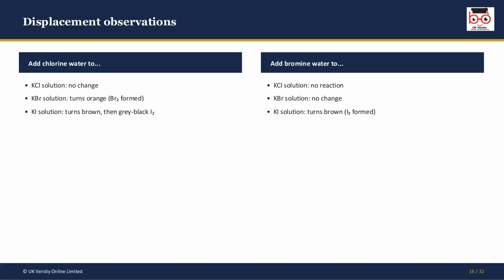Picture what you'd actually see. Add chlorine water to potassium chloride solution and there's no change. But add it to potassium bromide and it turns orange as bromine forms. And to potassium iodide, it turns brown, then grey-black as iodine appears. Now add bromine water instead. Nothing happens with potassium chloride or potassium bromide, but with potassium iodide, it turns brown as iodine is displaced. The colours tell you exactly which halogen has been set free.